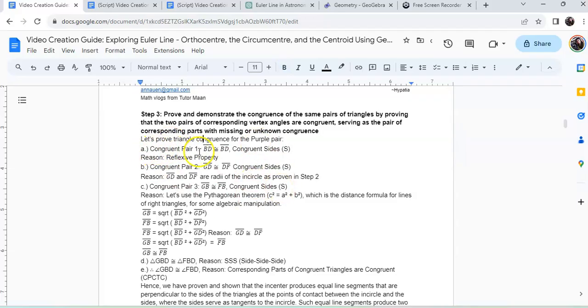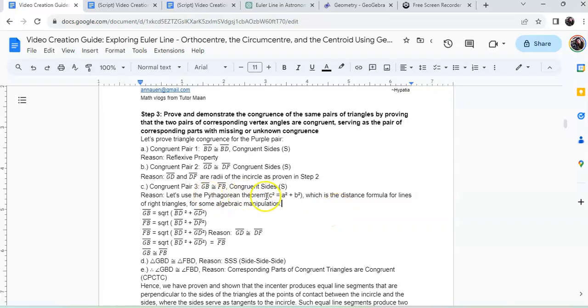So congruent pair number 1, again we have side BD is congruent with side BD. Reflexive property. Then congruent pair number 2, side GD is equal to side DF, right? Because side GD and side DF are radii of the incircle as proven in step number 2. Then finally, congruent pair number 3, side GB is equal to side FB. Alright, so we have congruent sides. And we're going to make use of the Pythagorean theorem for our reason.